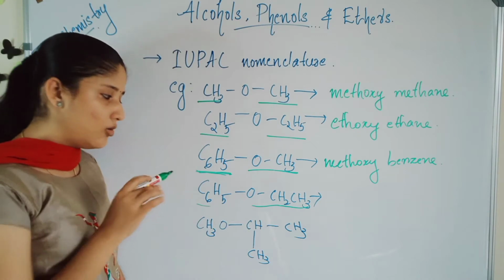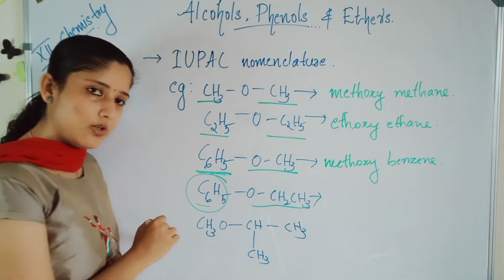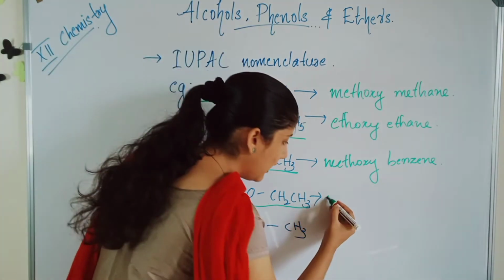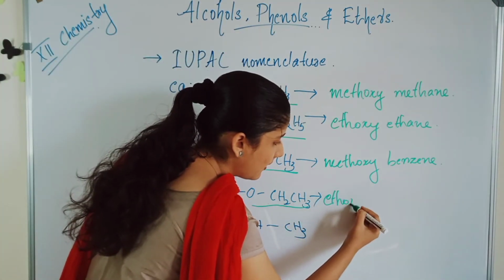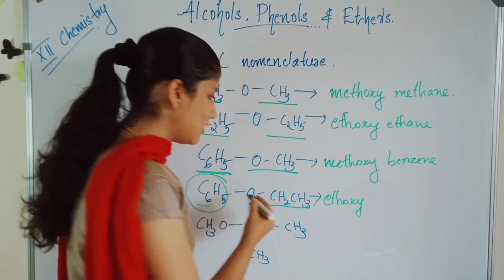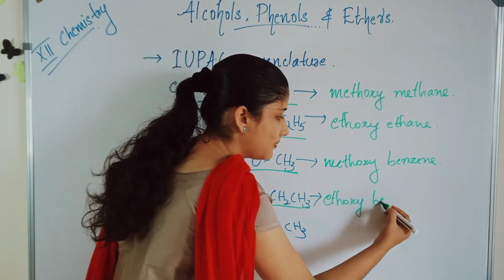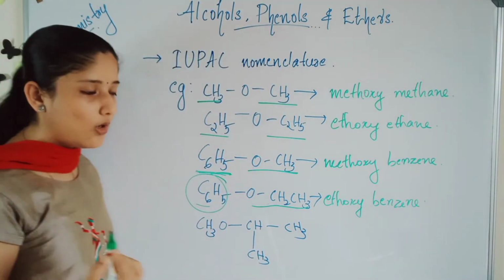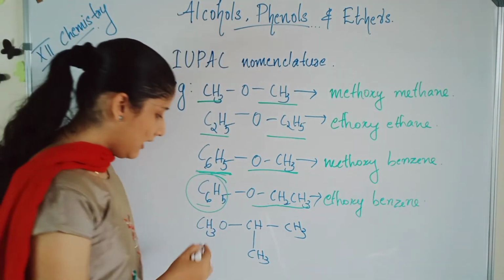Next one is C6H5OCH2CH3. Then also this is the larger group, benzene, and this is the ethoxy group. So ethoxybenzene. This is ethoxybenzene.